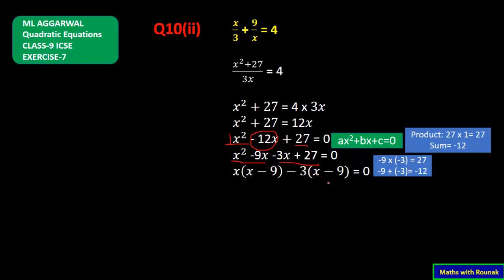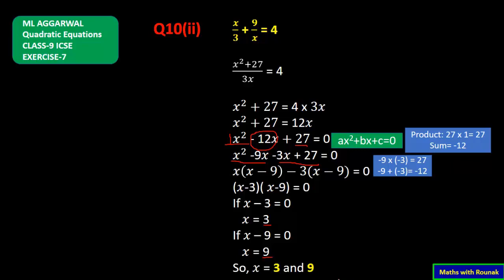As x minus 9 is common in both, we can take that out. Then the equation will become x minus 3 into x minus 9 is equal to 0. Now we can take either of them as 0. Let's take x minus 3 is equal to 0. Then the value of x would be 3. And if x minus 9 is equal to 0, then the value of x would be positive 9. So we have our two values of x, 3 and 9. Hence we can conclude that the solutions or roots of this given equation here are 3 and 9.